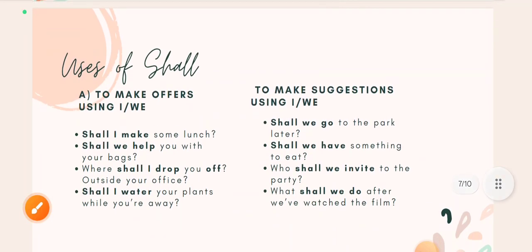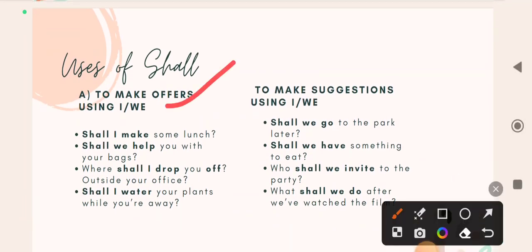The uses of shall. The first use of shall is to make an offer, and the second use of shall is to make a suggestion. This is a difference you have to understand. For an offer, you use shall with I and we as the subject. For example, shall I make some lunch? Shall we help you with your bags? This is an offer. Whenever you want to make a suggestion, you have to use shall. Shall we go to the park? Shall we have something to eat, etc. And these are the uses of shall.